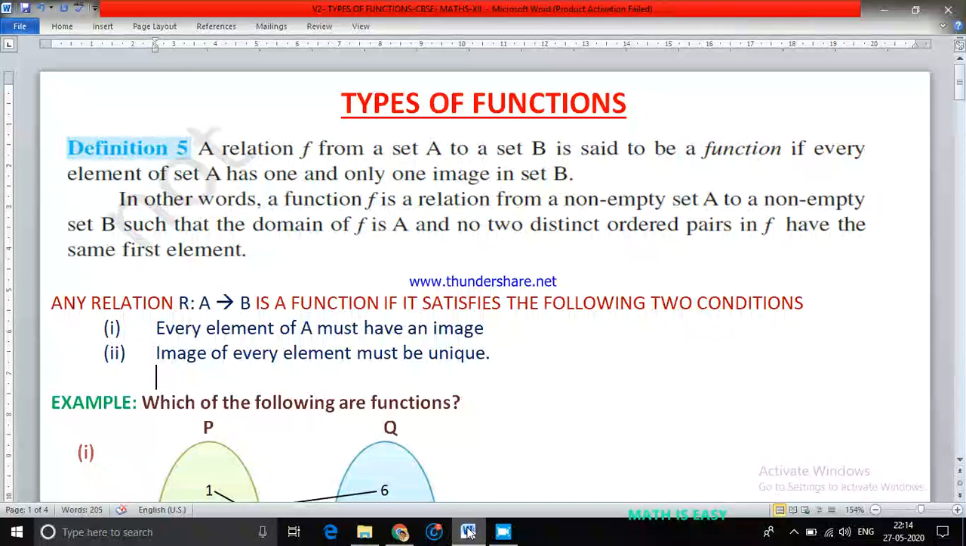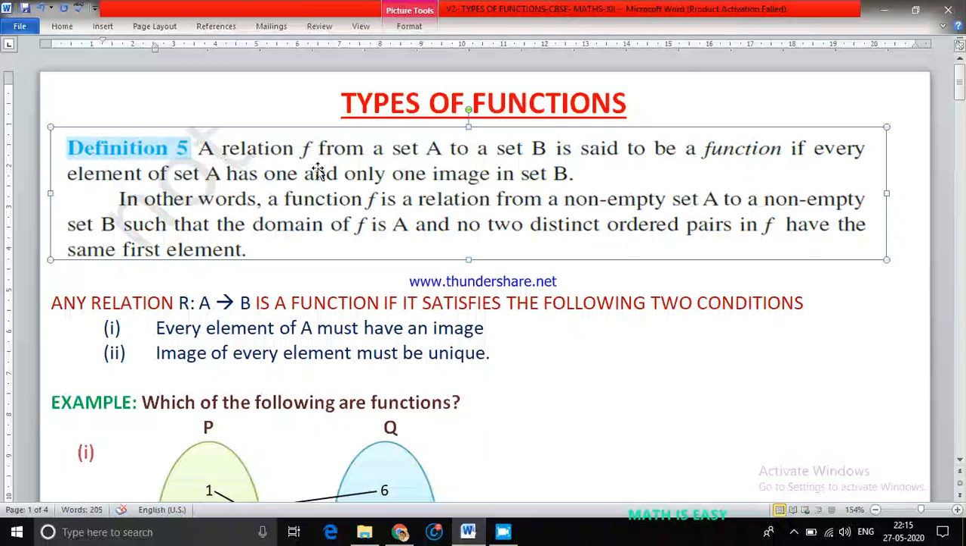Before we go to the definitions of the types of functions, just recall the class 11 topic. What is a function, and how do we decide from the given question whether it is a function or not? All those things, just recall it. A relation f from a set A to set B is said to be a function if every element of set A has one and only one image in set B.